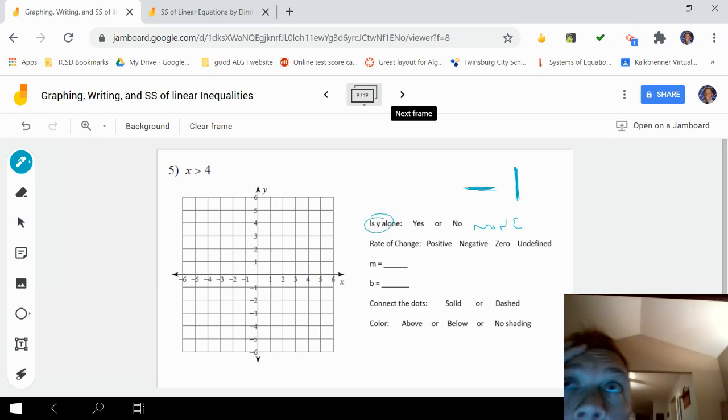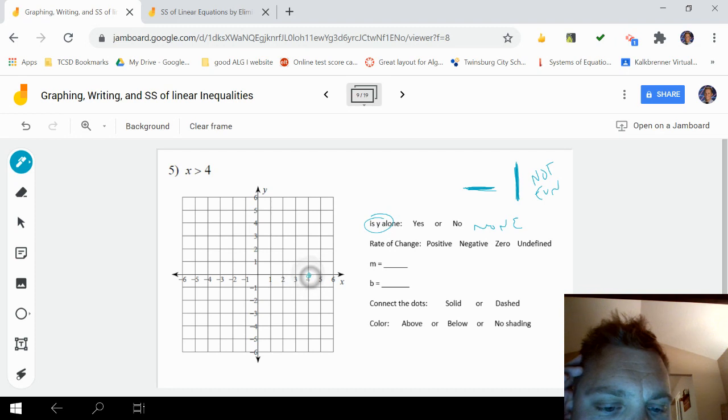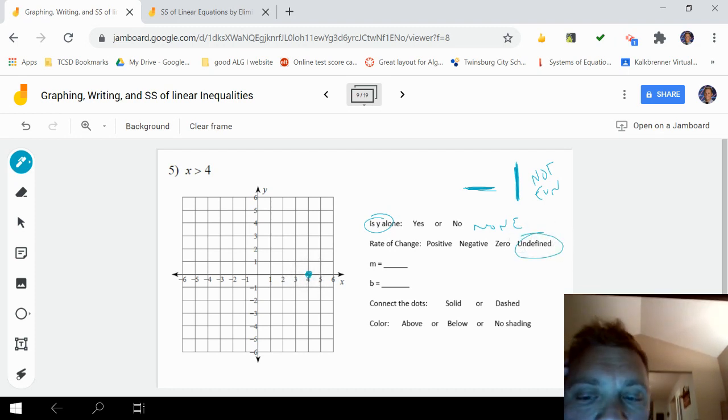It's the one that's not a function, right? So this one's no fun because it's not a function, which means the way we test functions is with vertical lines. So we know the only line that's not a function is a vertical line. So where's x equals 4? Right here. So what this means is that we're going to get an undefined line or undefined rate of change, and then we don't have a b. So this is kind of odd, but you know what?